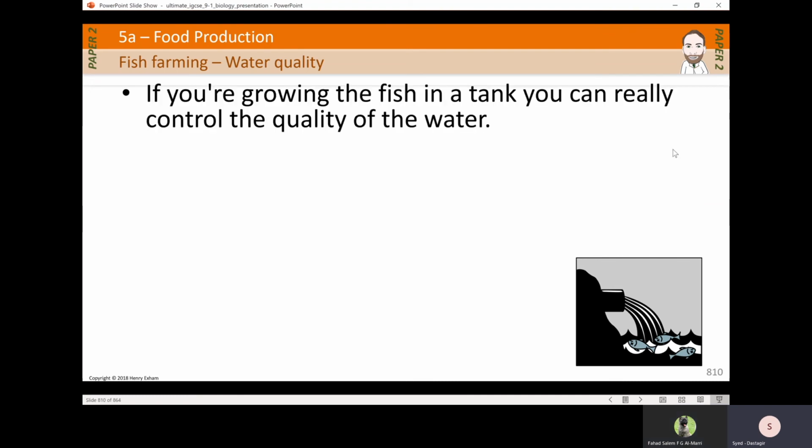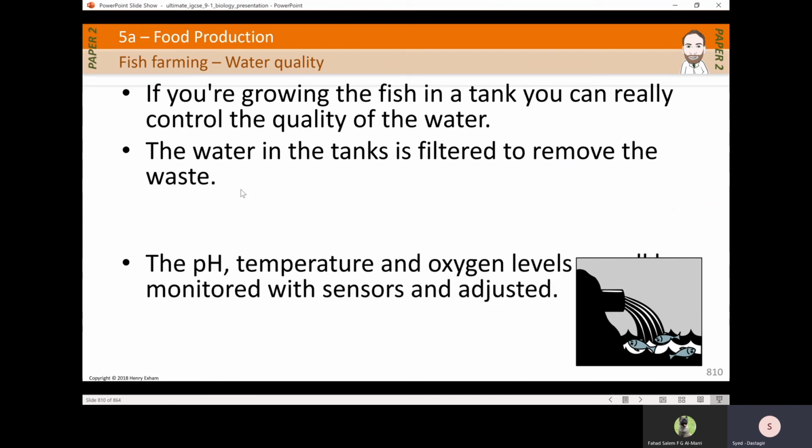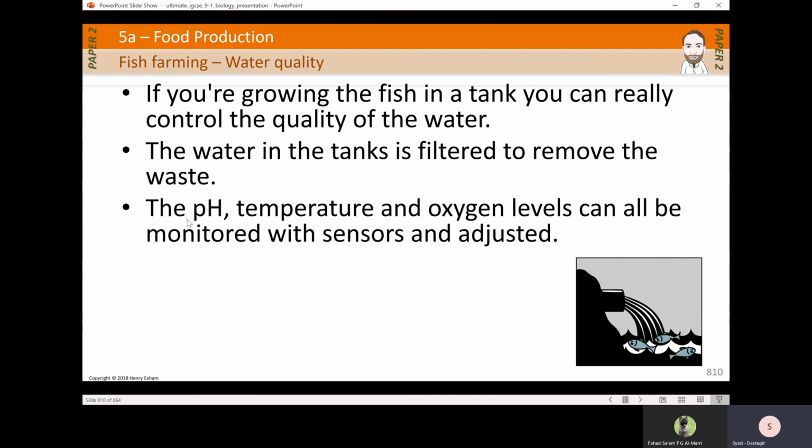So if you're growing fish in a tank, you can control the quality of the water. The water in tanks is filtered to remove waste. So like you said, keep it clean. This is what I was trying to get at, Fahad. pH levels, temperature levels, and oxygen levels can be monitored and adjusted.